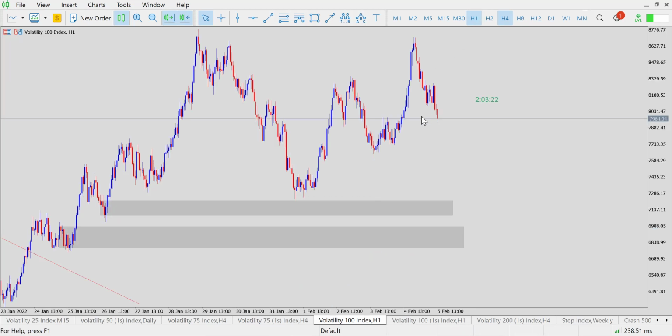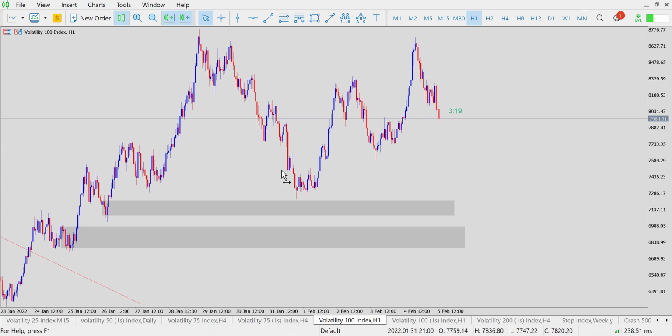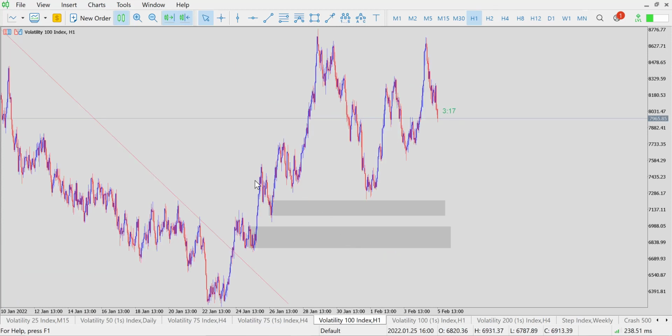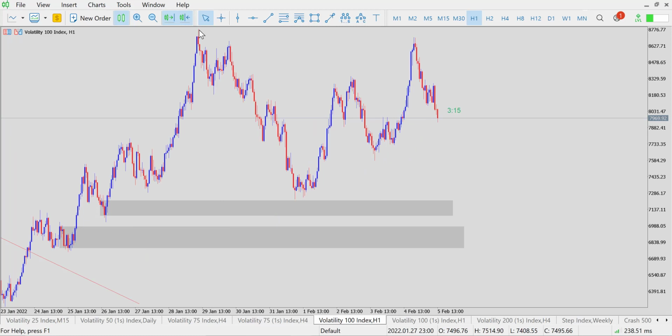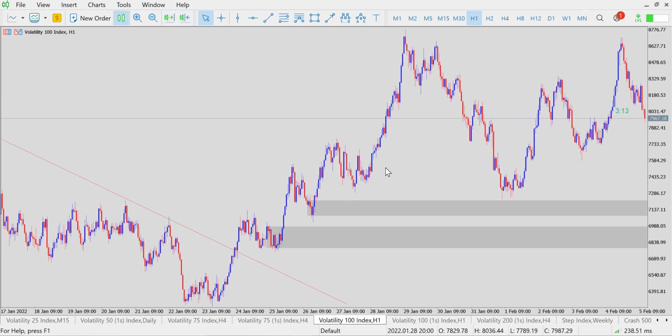We can even go to a lower time frame, to H1, to refine those order blocks. Let's just do this. Let's pull the fib again from the low to the high.